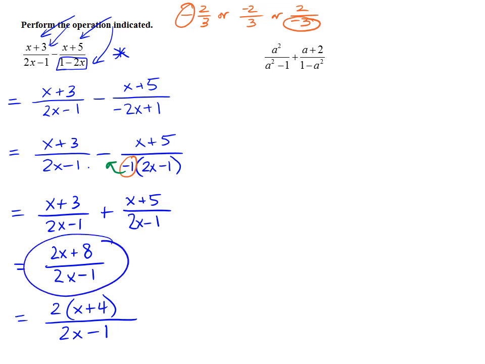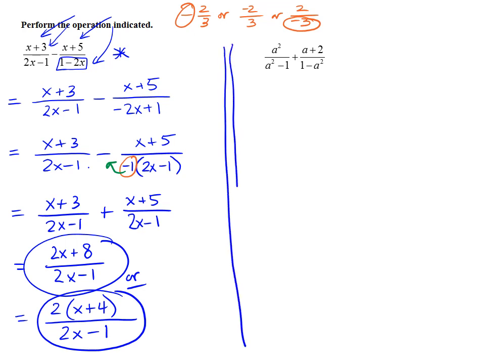So you can either leave your answer right here as 2x plus 8 over 2x minus 1, or you can leave it as 2 times the quantity x plus 4 over 2x minus 1. Both are perfectly acceptable. We don't have to provide any domain restrictions because we really didn't cancel anything there. So everything that would be a restriction in the top is still a restriction in the final result.